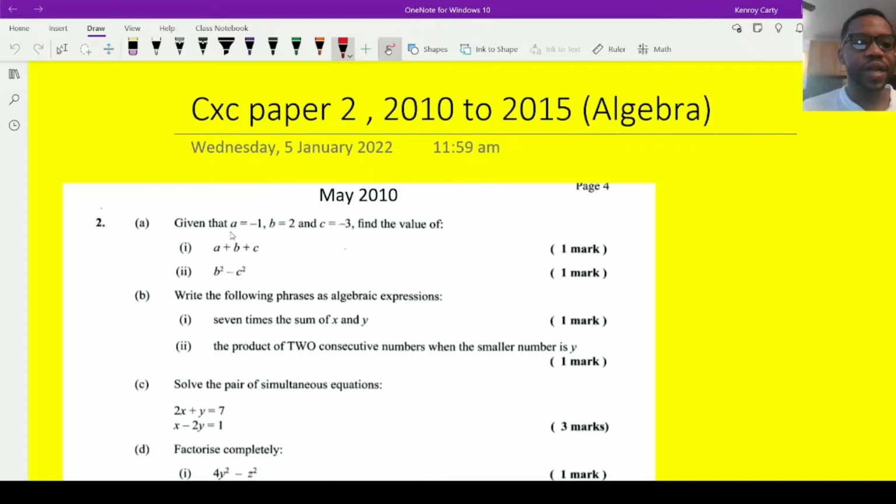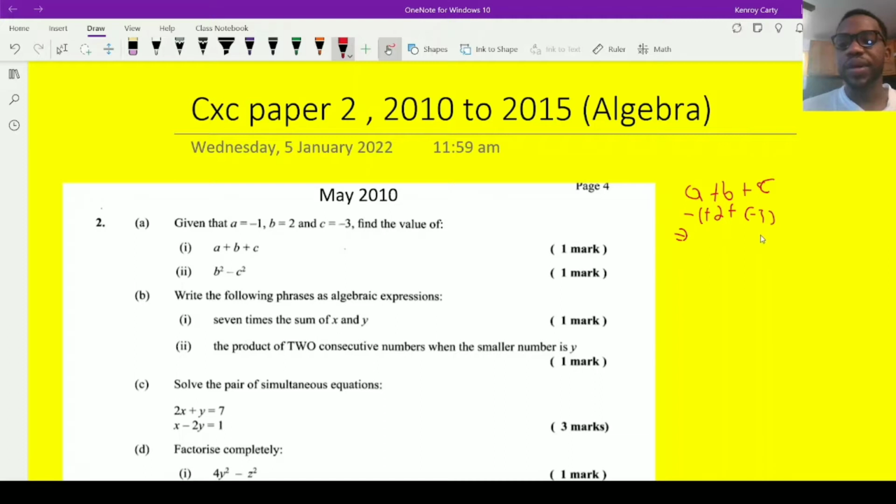Alright, it says, given that A is equal to -1, B is equal to 2, and C is equal to -3, find the value of A plus B plus C. Well, this one is straightforward, right? We have A plus B plus C. Now, this question is a matter of what we call substitution, which simply means we're going to be putting A as the value that it is, B as the value that it is, and C as the value that it is. So we're going to have -1 plus B, which is plus 2, plus C, which is plus -3.